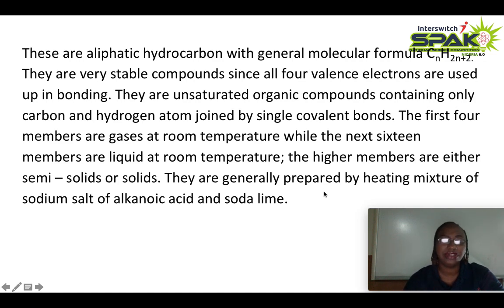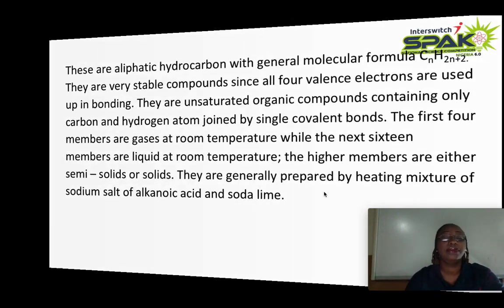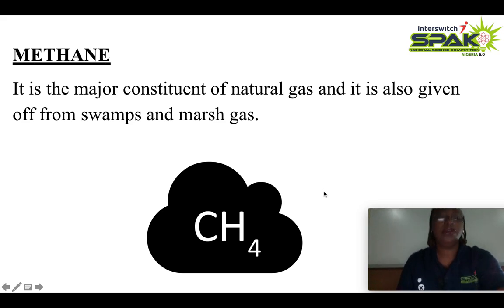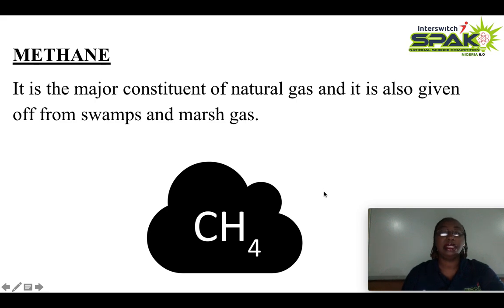They are saturated, and the first 4 members are gases at room temperature, while the next 16 members are liquid, and then the higher ones are semi-solids or solids. Methane is a major example and is the first member of the family. Formula CH4. It is a major constituent of natural gas and is also given off from swamps as marsh gas. We could also see methane in rice paddy areas because it's also found where organic matter is being decomposed. These are sources of methane.